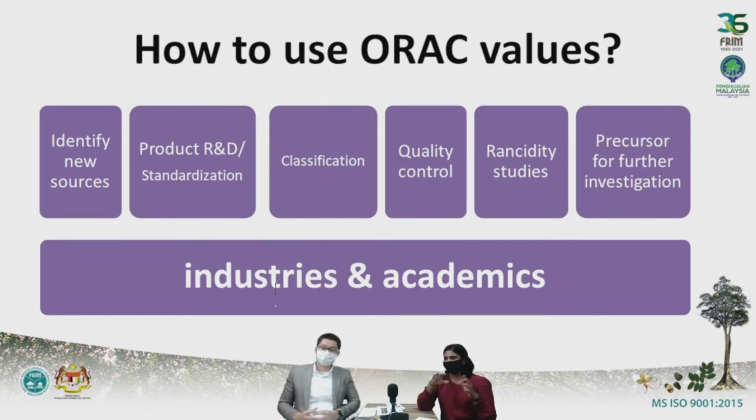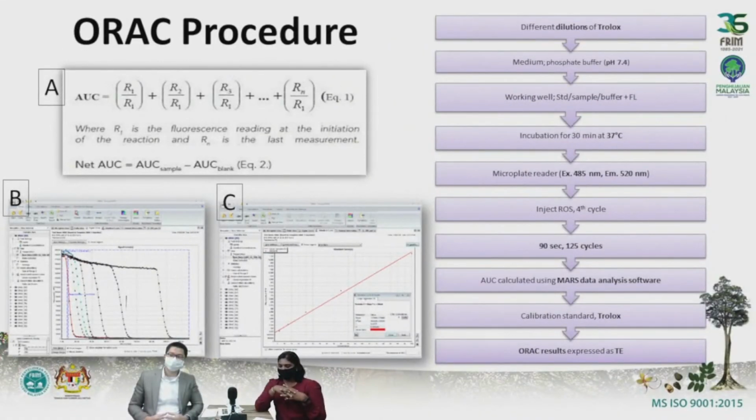Okay, this is a very general and quick protocol. Firstly, you need to prepare different dilutions of Trolox. Second, you need to prepare the phosphate buffer at pH 7.4. This will act as the medium for your ORAC assay. And then for the working wells, you need to have the standard or sample and also buffer together with the fluorescein. And then you incubate your plate for 30 minutes at 37 degrees Celsius. If you have a microplate reader with thermostat features, you can incubate your plate in the microplate reader itself. And then once the incubation is complete, you can proceed to the microplate reader.